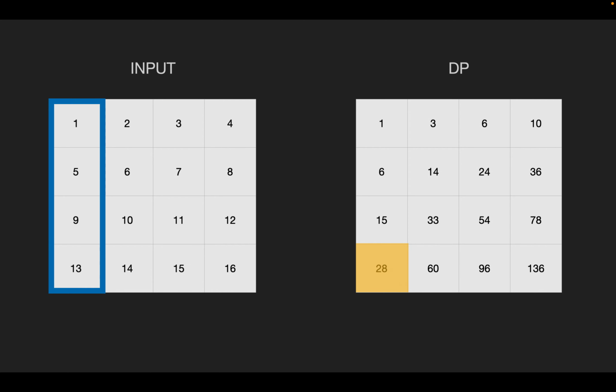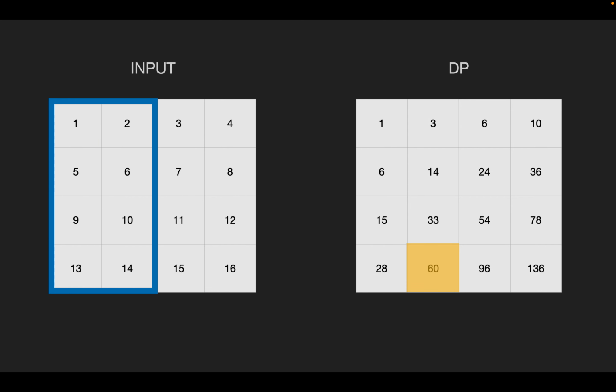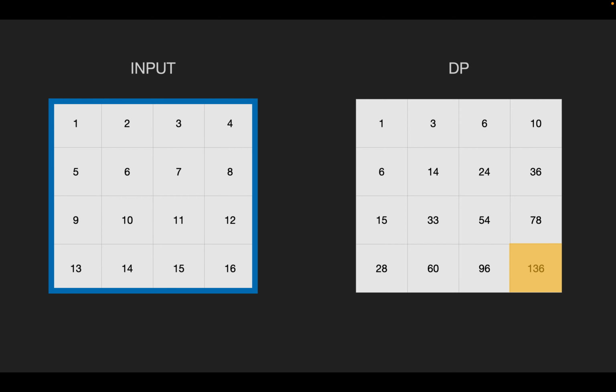As we get to the bottom left corner of the dp array, we're summing the entire first column, 1 plus 5 plus 9 plus 13. And finally, as it expands out to the lower right corner of the dp array, we're actually summing every element in the entire input.